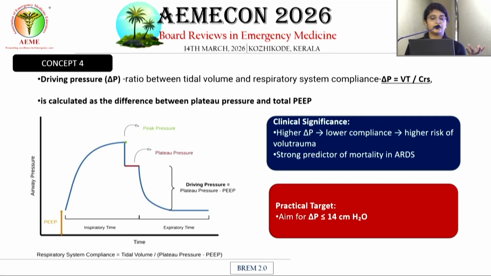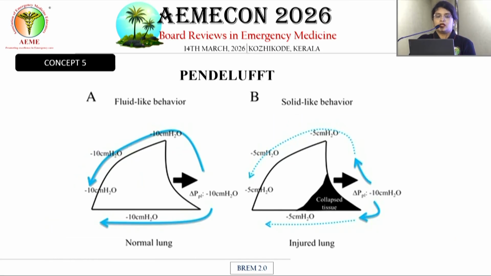So what is our target in ARDS? To maintain a driving pressure of less than or equal to 14 centimeters of water. So again, this is a new concept. What is pendelluft? Normal lungs have fluid-like behavior, that means the pressure which is generated is distributed equally among all parts of the lungs.